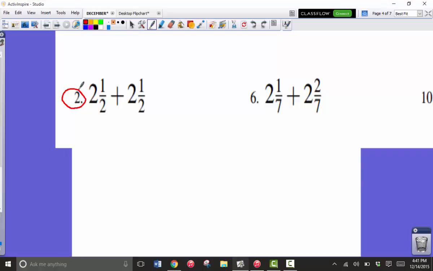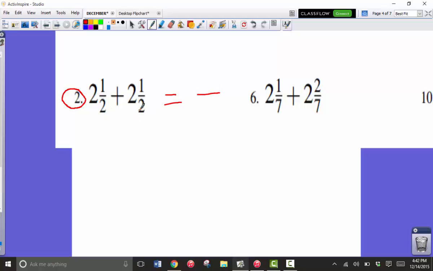Now the only difference between this page and the front page is that on this page we are adding and subtracting mixed numbers. In order to do this, I like to change mixed numbers into improper fractions first if they do not have the same bottom number. But if you look at our first one, they do have the same bottom number. Notice the denominator, the bottom number, is 2. So I don't need to change those over. I'm just going to add what I see.